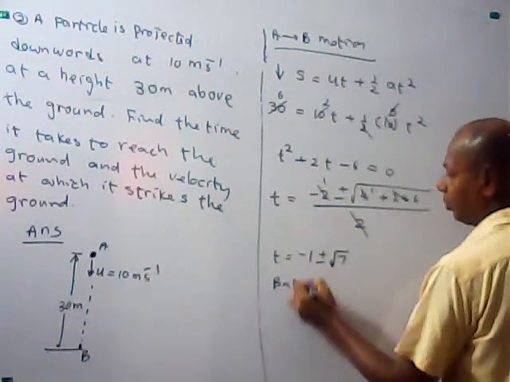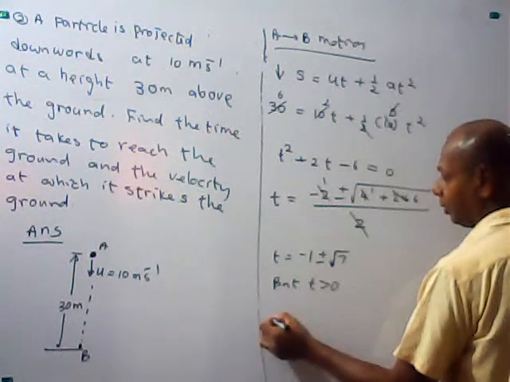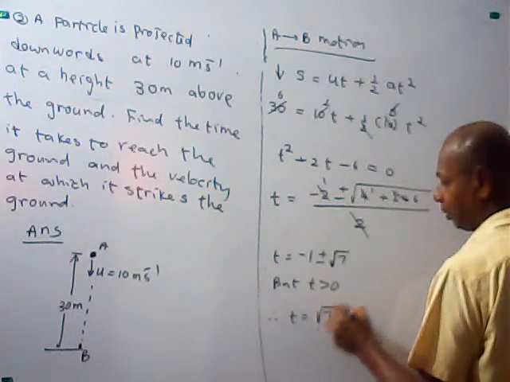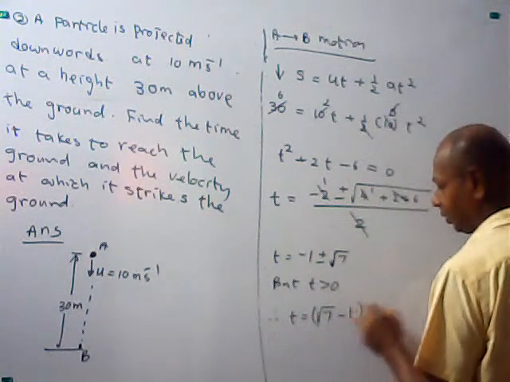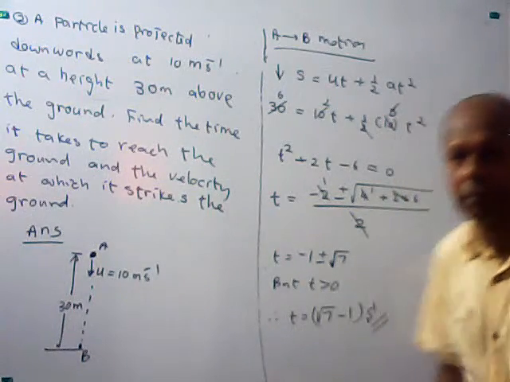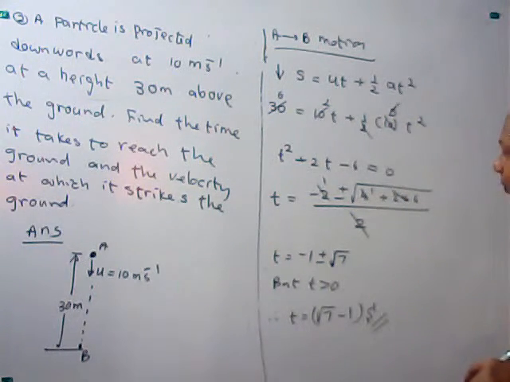But t has to be positive. So we take the positive root. Square root of 7 minus 1 seconds. This is the answer. Square root of 7 minus 1. That's the time.